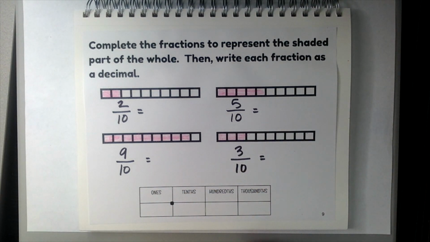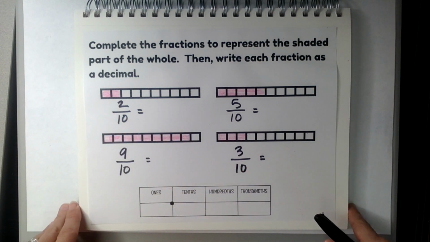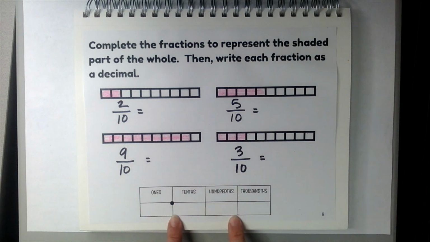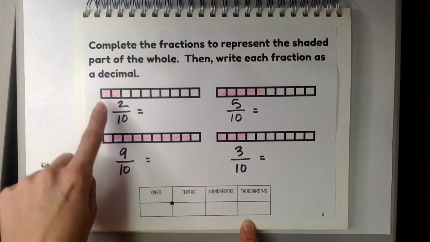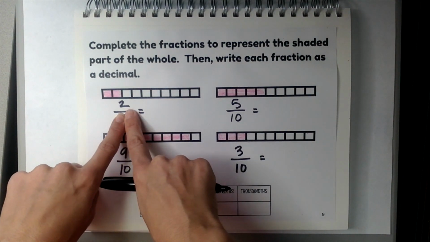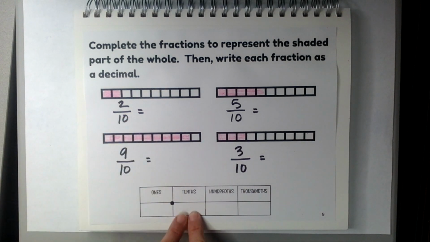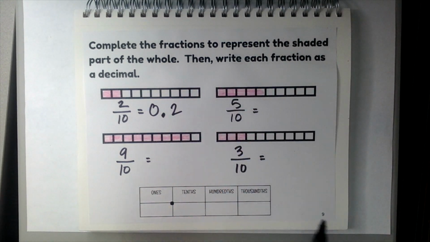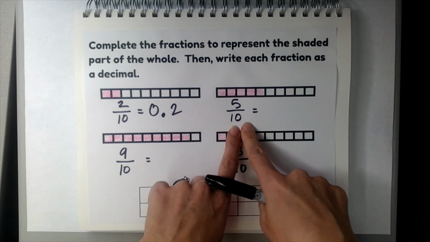But what we're working on today is writing an equivalent decimal to represent that. So we have a place value chart down here to help us with that. So let's look at this. So I can think of the tenths place right here. So there's no whole, so 0, decimal point, 2. Okay, got it. All right, so let's go to this one.